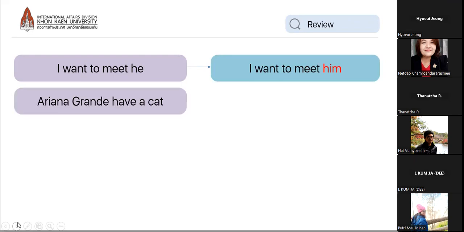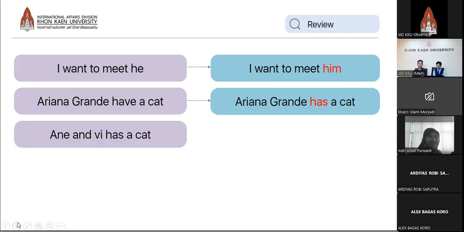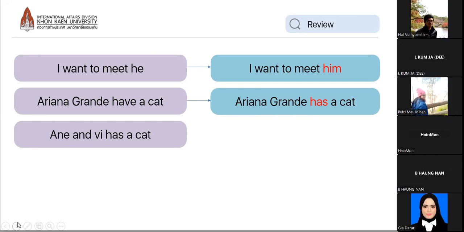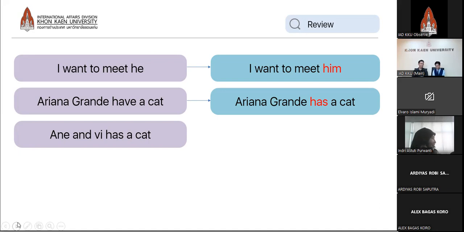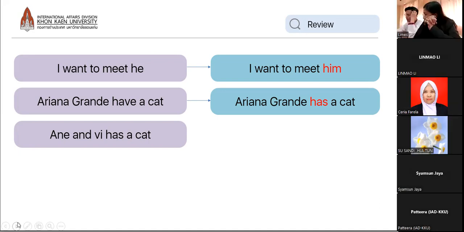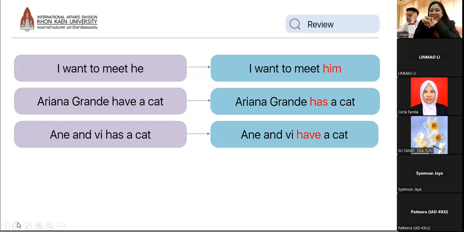What about this? "Ariana Grande have a cat." Is it correct or not? Incorrect. Why? The correct one, guys: "Ariana Grande has a cat." Very good, because Ariana Grande is "she." And what about this? "And V has a cat." Is it correct or not? Incorrect. What is it? Could you please give an example? "They have a cat." Very good, because it's plural.